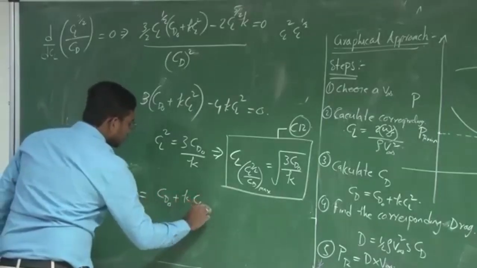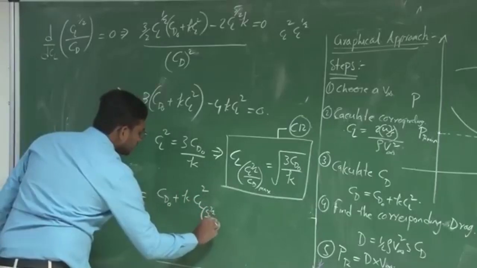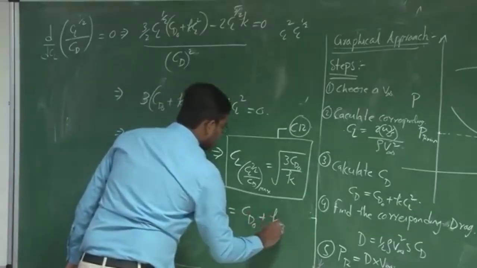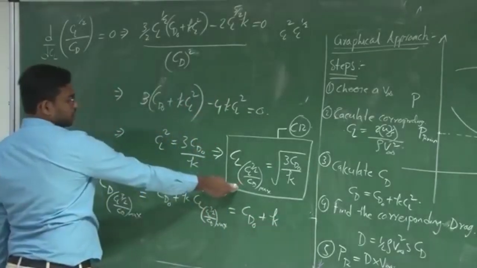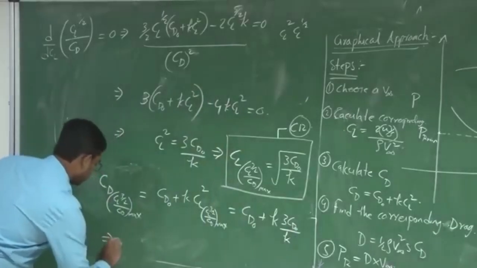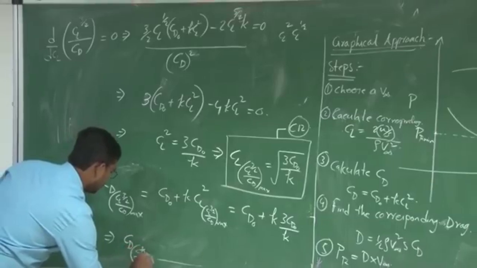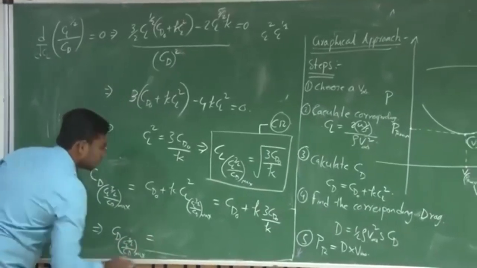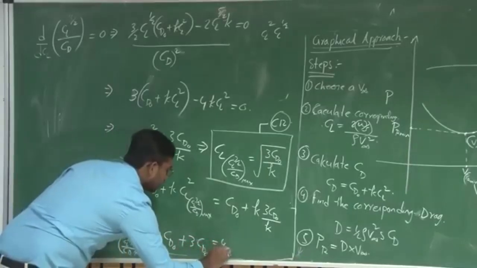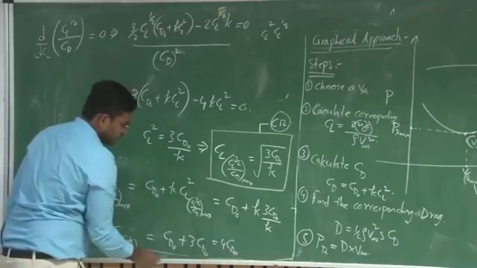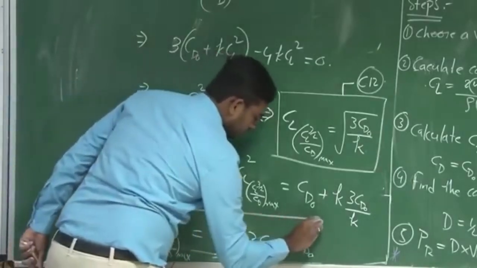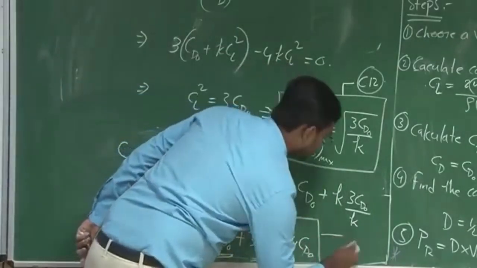CD naught plus K CL square, where the CL should be the CL for CL power 3 by 2 by CD max condition. This equals CD naught plus K into CL square for the CL power 3 by 2 by CD max, which is 3 CD naught by K, which turns out to be CD for CL power 3 by 2 by CD max is equal to CD naught plus 3 CD naught, which is equal to 4 CD naught. So here if you observe, the induced drag is 3 times the profile drag. You consider this as C13.